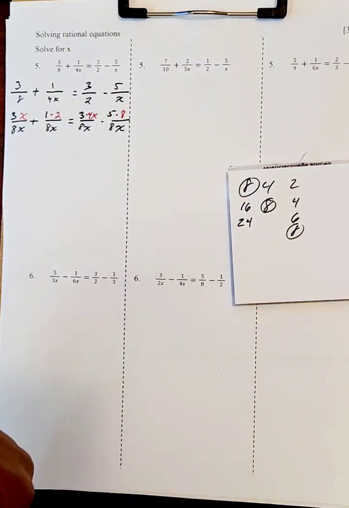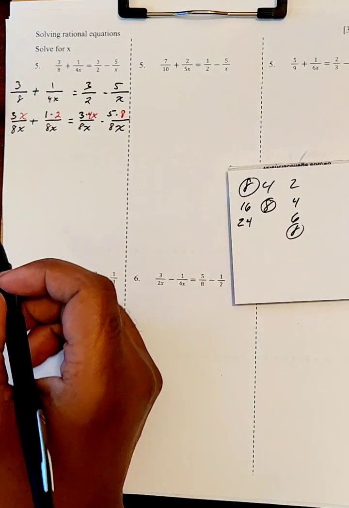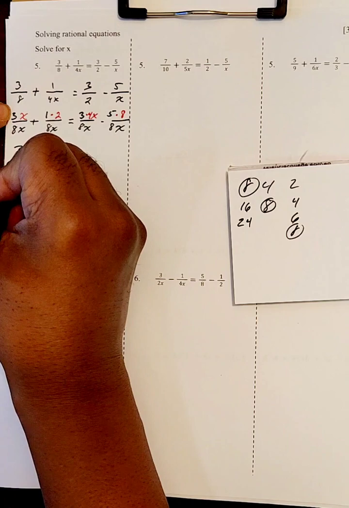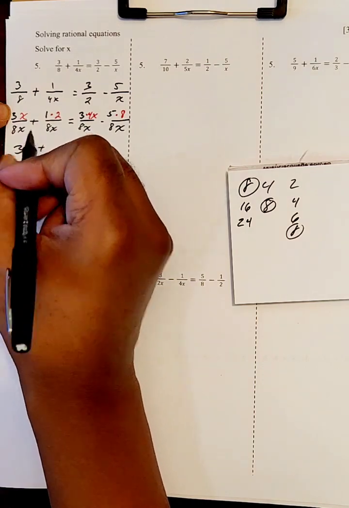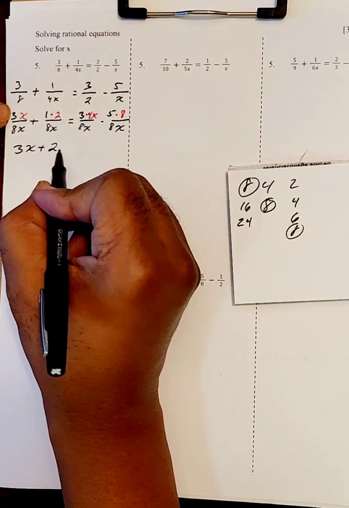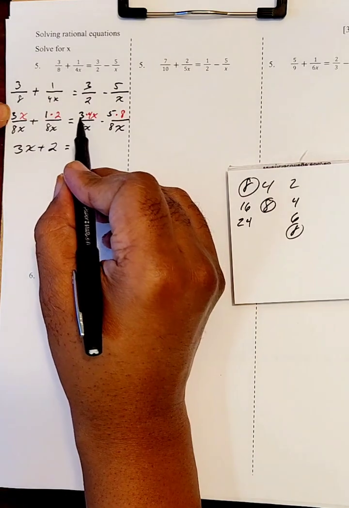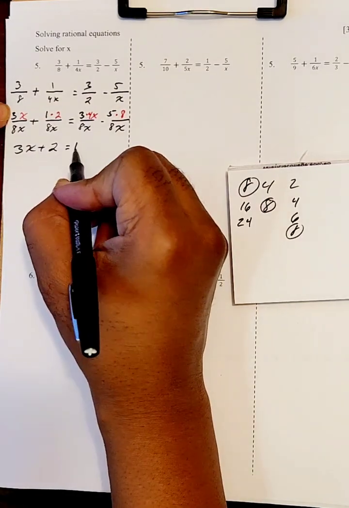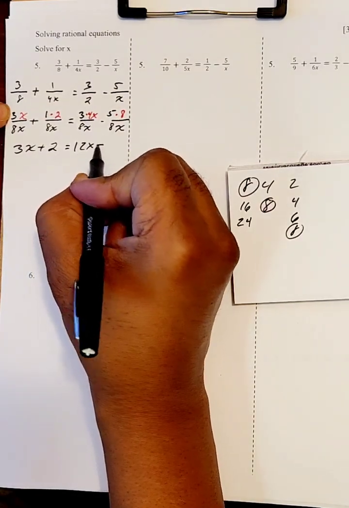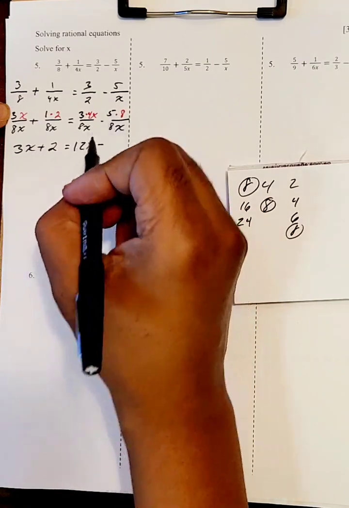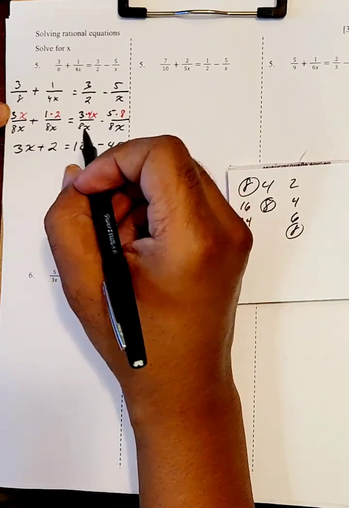Okay, so now let's collect all our numerators. 3x here plus 1 times 2, which is 2, equals 3 times 4x will give us 12x and minus 5 times 8 will give us 40.